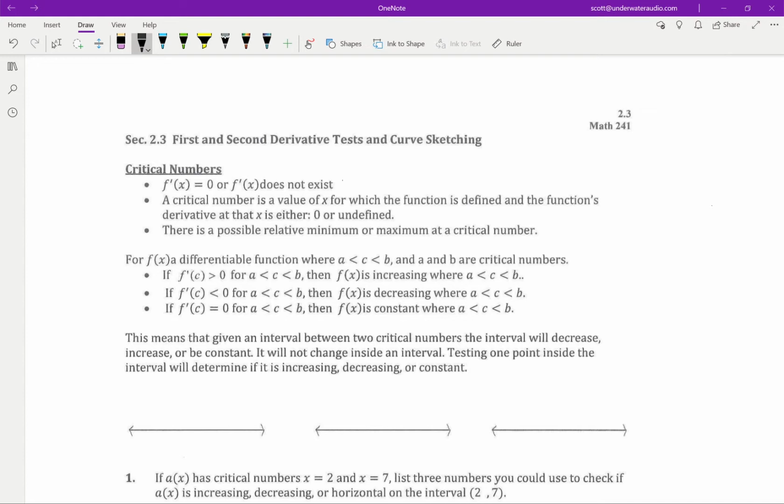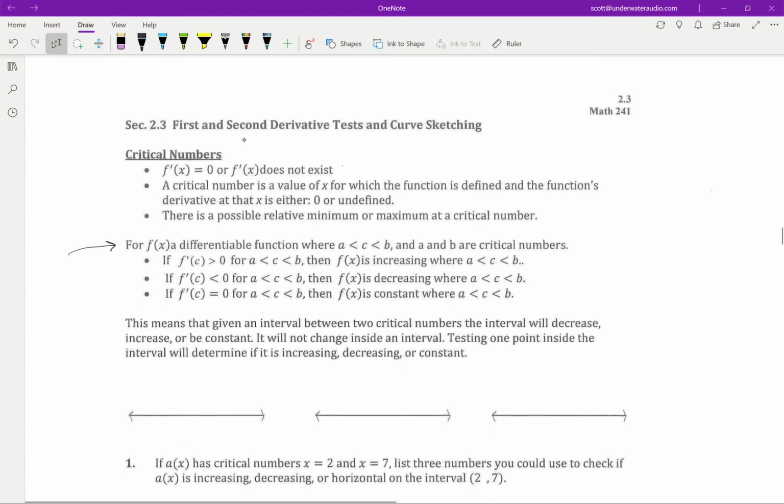So this second line here says, a critical number is a value of x for which the function is defined, and the function's derivative at that x is either 0 or undefined. So you take the derivative, figure out where it's not defined, or figure out where it's equal to 0, and that is possibly a relative minimum or maximum. So that's pretty cool. So the next thing that we're going to talk about is a little bit weird.